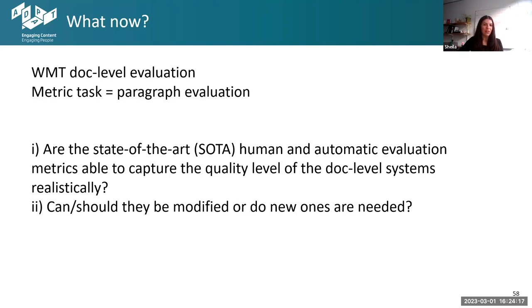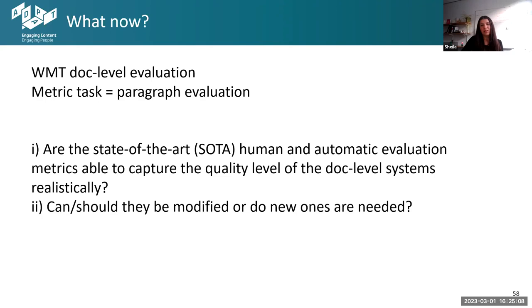Are the state of the art human metrics like fluency, adequacy, and error, and the automatic evaluation metrics that we use a lot, and that we have known sometimes are not very good, like BLEU scores, for example, able to capture the quality level of document systems realistically? Do we need to modify those metrics? Do we need new ones? We have now some sort of doc BLEU, which is a document level BLEU score. We have a modified COMET. I don't know if you know about the automatic metric COMET. They have a doc COMET, but I haven't seen the correlation with human assessment, for example.